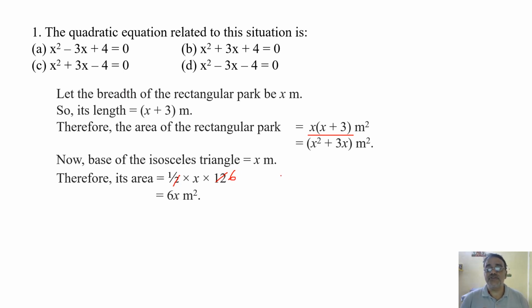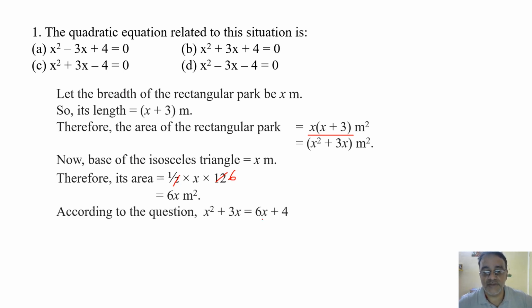According to the question, the area of the rectangular park is 4 meter square more than the area of the isosceles triangle. So we get x square plus 3x is equal to 6x plus 4. Now shift this to this side: we get 3x minus 6x minus 4. So the final answer is x square minus 3x minus 4 is equal to 0. Which option is the correct one? Option D, right. Now we are moving toward the next question.